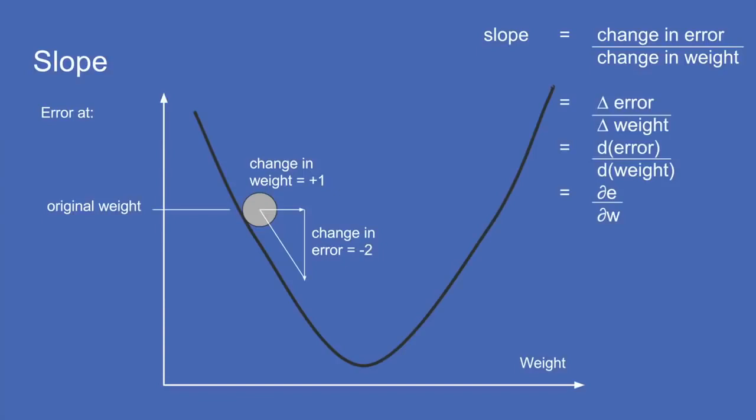Mathematically, there are several ways to write this. We'll favor the one on the bottom. It's technically most correct. We'll call it dE/dw for shorthand. Every time you see it, just think: the change in error when I change a weight, or the change in the thing on the top when I change the thing on the bottom.